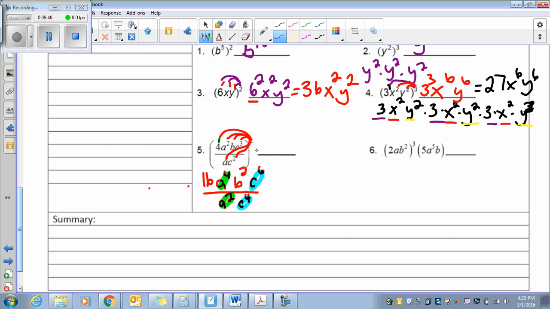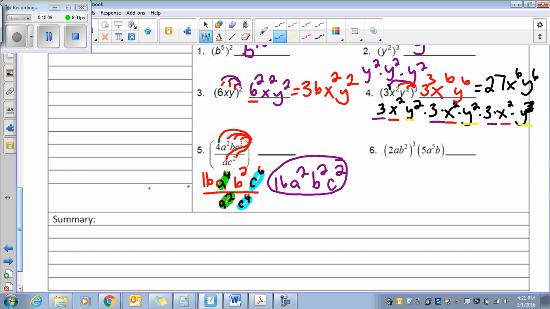So we're left with 16. And then a to the 4th divided by a squared leaves us with a squared. We're left with b squared. And then c to the 6th divided by c to the 4th. Again, 6 minus 4 is 2. So c to the second. So our final answer would be 16a squared b squared c squared.